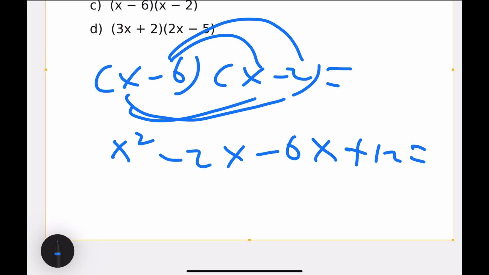So we can now simplify it by collecting the like terms, so in this case the x's, so we'd get x squared minus 8x, as 6 plus 2 is 8, and you know it's going to be negative, plus 12. So that would be the final answer.